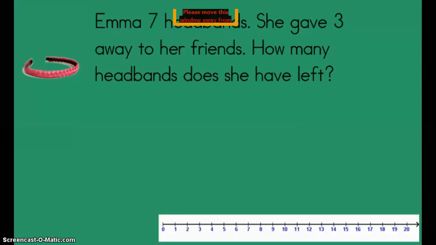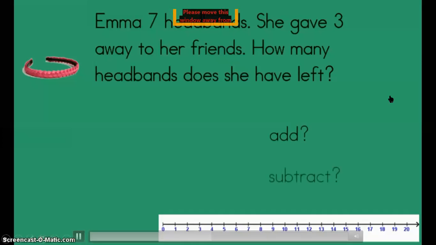Again, now I have to figure out what the story is asking me to do, if I should add or if I should subtract. Well, let's think. Addition means I'm putting 2 groups together. Subtraction means I'm taking away, separating, or comparing. What happened in this story? That's right, we were taking away headbands. That tells me that we need to not add, we need to subtract.